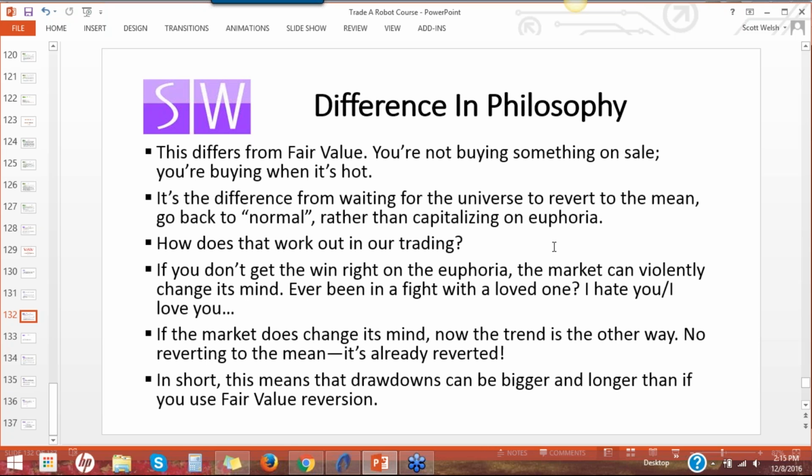Remember, although it doesn't quite make sense to me, I mean, it kind of does, that people start fading breakouts, or people have had enough when things break out. I can see that it's happening near a top maybe, and then people want to fade it. That I get. But a general breakout fading, I don't get. Anyway, if you don't get your profit right as the euphoria breaks out, the market can violently change its mind, right? What's an example?